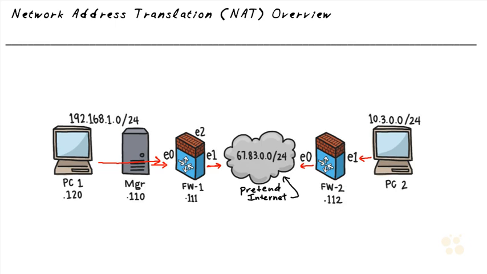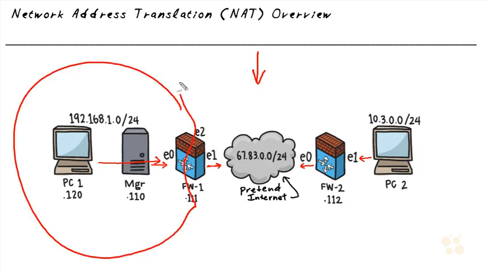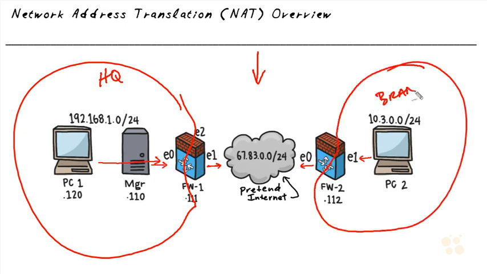So let's consider our network topology for our lab environment. We'll have this puffy cloud here in the middle, the 67.83.0 network. We'll have that represent the internet. And then everything over here on the left-hand side, we'll say that's our corporate office, maybe the headquarters site. And everything over here on the right of firewall 2 is our branch office.